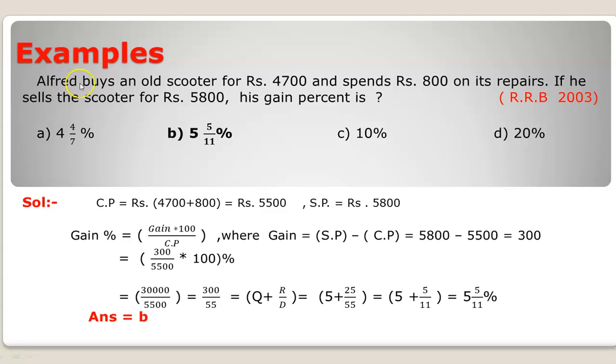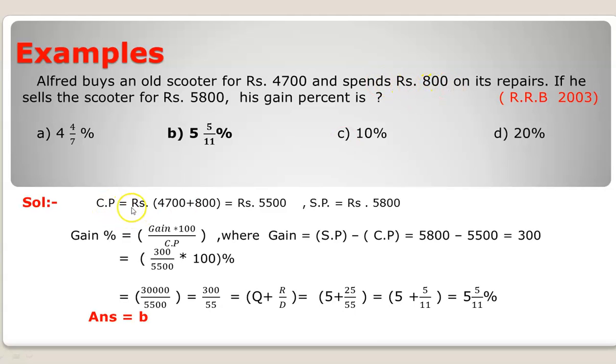Next, Alfred buys an old scooter for rupees 4700 and spends rupees 800 on its repairs. If he sells the scooter for rupees 5800, what is his gain percent? Again, there are four options given here. Let us see the solution. CP is the cost price. First, observe the question. Alfred buys an old scooter for rupees 4700 and spends rupees 800.